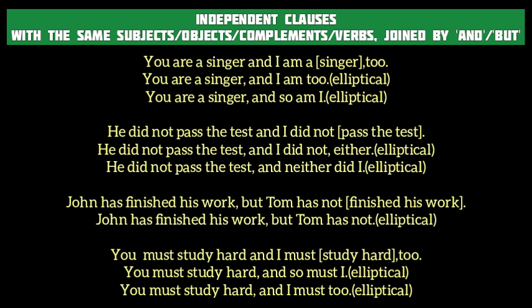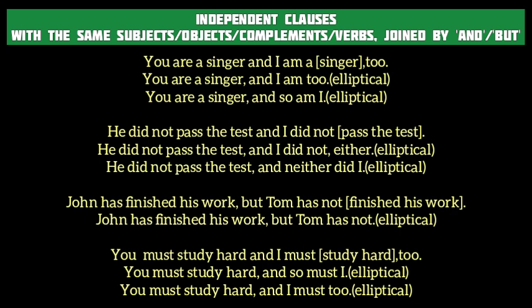But in the elliptical structure of "so," the verb or auxiliary verb comes before the subject. You are a singer, and so am I. But remember, in these elliptical structures of "too" and "so," we must put a comma after the first clause. We may also use the elliptical structure of "not either" if both the clauses in the full sentence are negative.